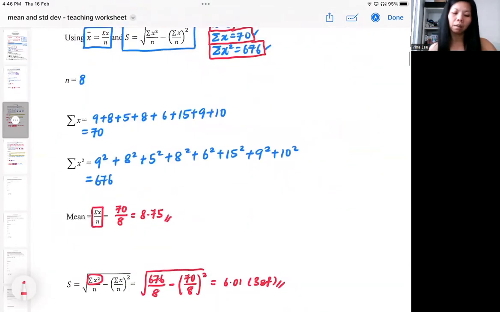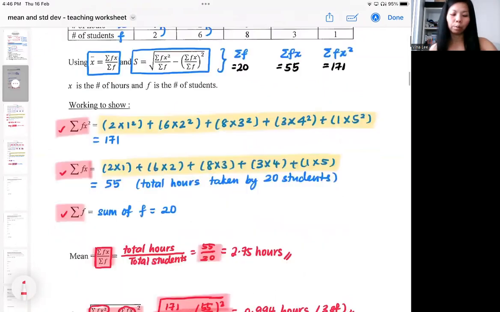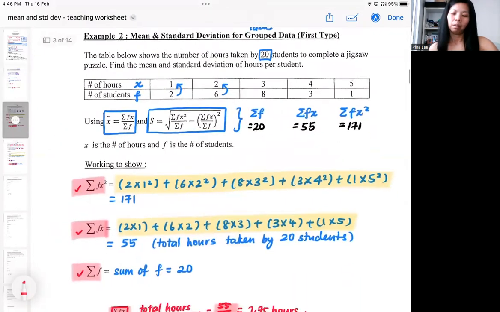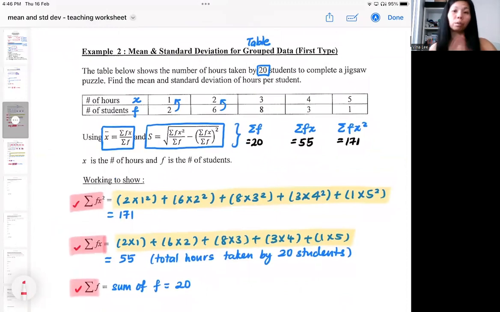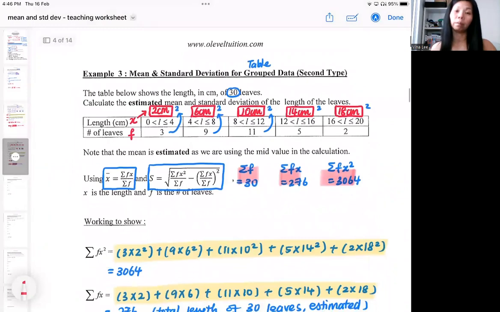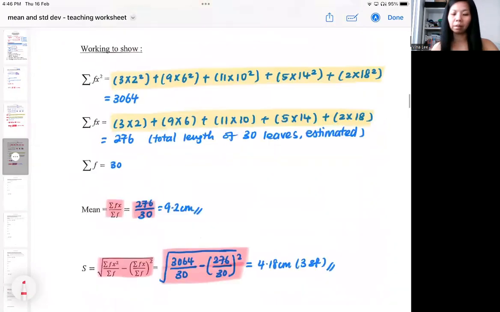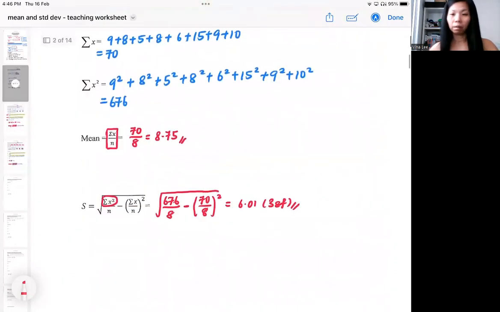Okay, single data and group data. Single data, there's only one case. Group data, there are 2 cases. The first case of the group data is the accurate group data. The second case is the not so accurate group data. Okay, so there are 3 practice questions that you can practice exactly the same idea in these 3 examples.